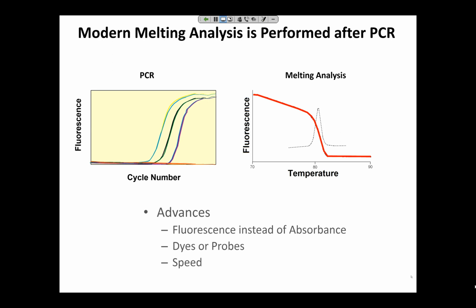So the main advance that has made melting analysis popular is that, as with real-time PCR, we're using fluorescence instead of absorbance. You can use dyes or probes, but most of high-resolution melting is focused on using inexpensive dyes. The other real advance is that melting analysis can be fast. It used to be, when absorbance was used for DNA melting analysis, that it would take 4 to 6 hours, often run overnight, to get a single melting curve. And you'll see that high-resolution melting can be done much faster, on the order of minutes.